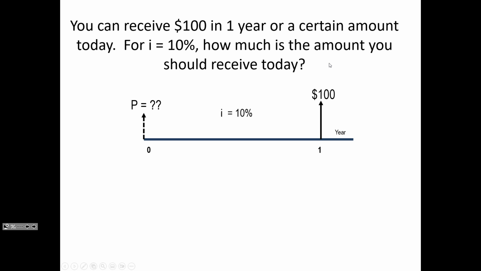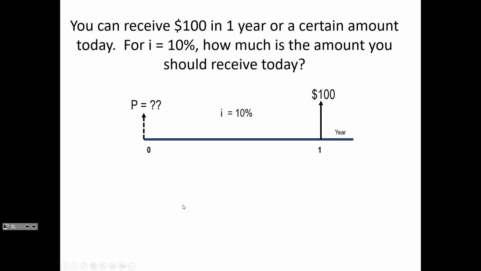All right. So if future is 100, sometimes students will mistakenly say P is 90. Just by looking at it really quickly, they say 10% of 100 is $10. And so they think, well, P must be $90 because it's $100 minus 10%.